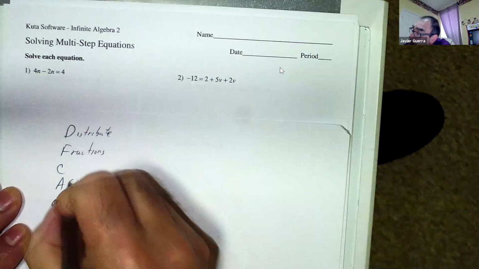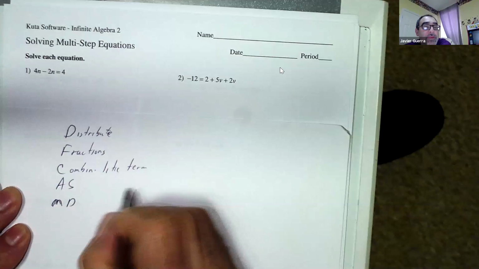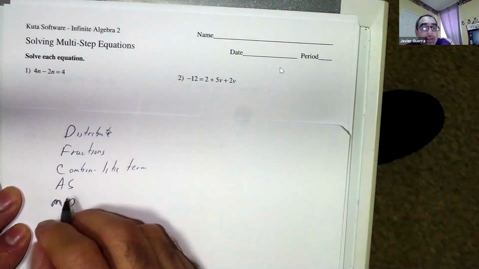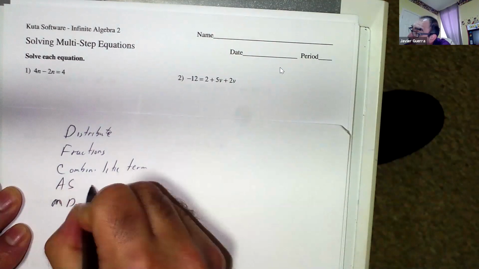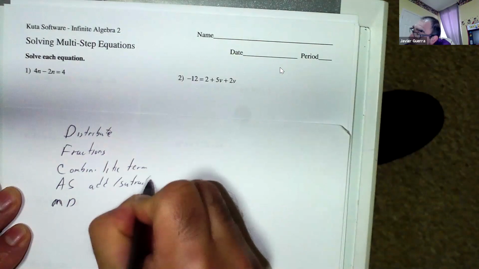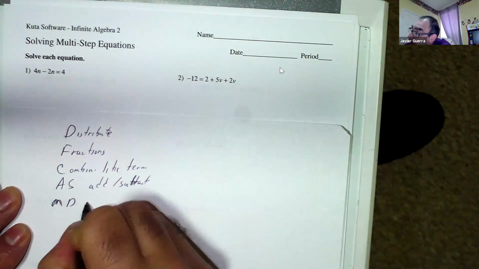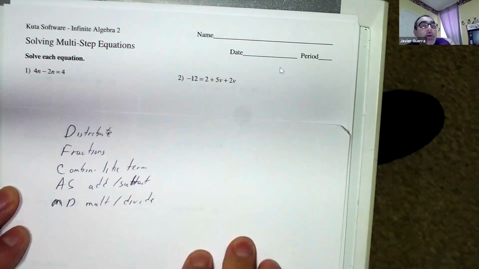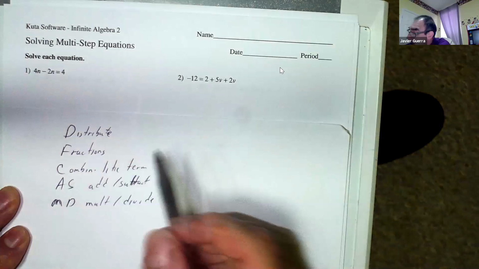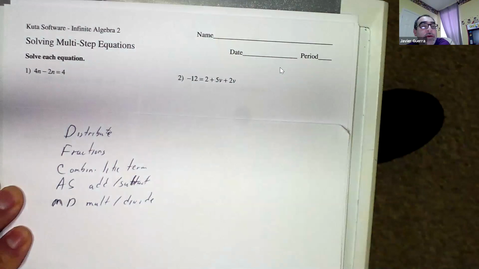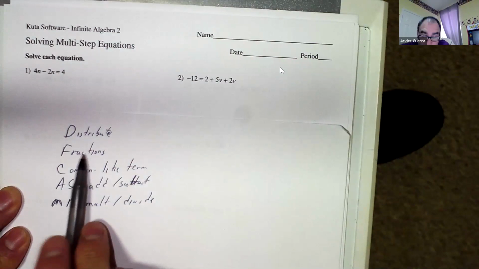And then in these last two steps, this is where you worry about the variable. You want to add and subtract terms from one side of the equation to the other. So you add or subtract, and then you multiply or divide. That's how you take care of solving multi-step equations. The ones we're going to do don't involve fractions. I didn't see any fractions in the test, so I'm not going to go over those, but you're basically going to do the distributing, combine like terms, add, subtract, and multiply, divide.